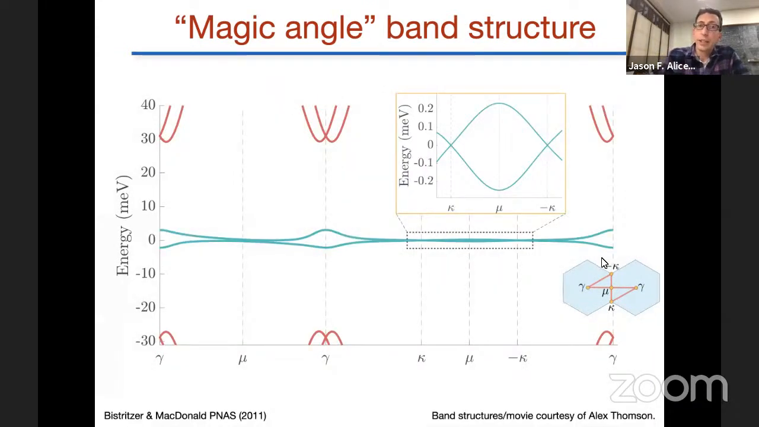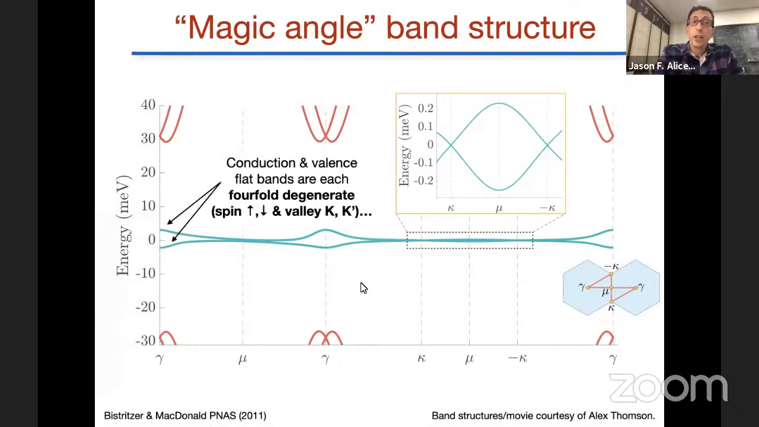Here's a zoom in of this magic angle band structure. So there's a conduction flat band and then there's a valence flat band. Crucially, both the conduction and valence flat band are each fourfold degenerate. This will be super important for things I say later on. So half that degeneracy comes from ordinary spin up, spin down degeneracy, and the other half comes from K and K prime valley degeneracy. So this part is probably clear. The valley degeneracy may be a little bit less so.